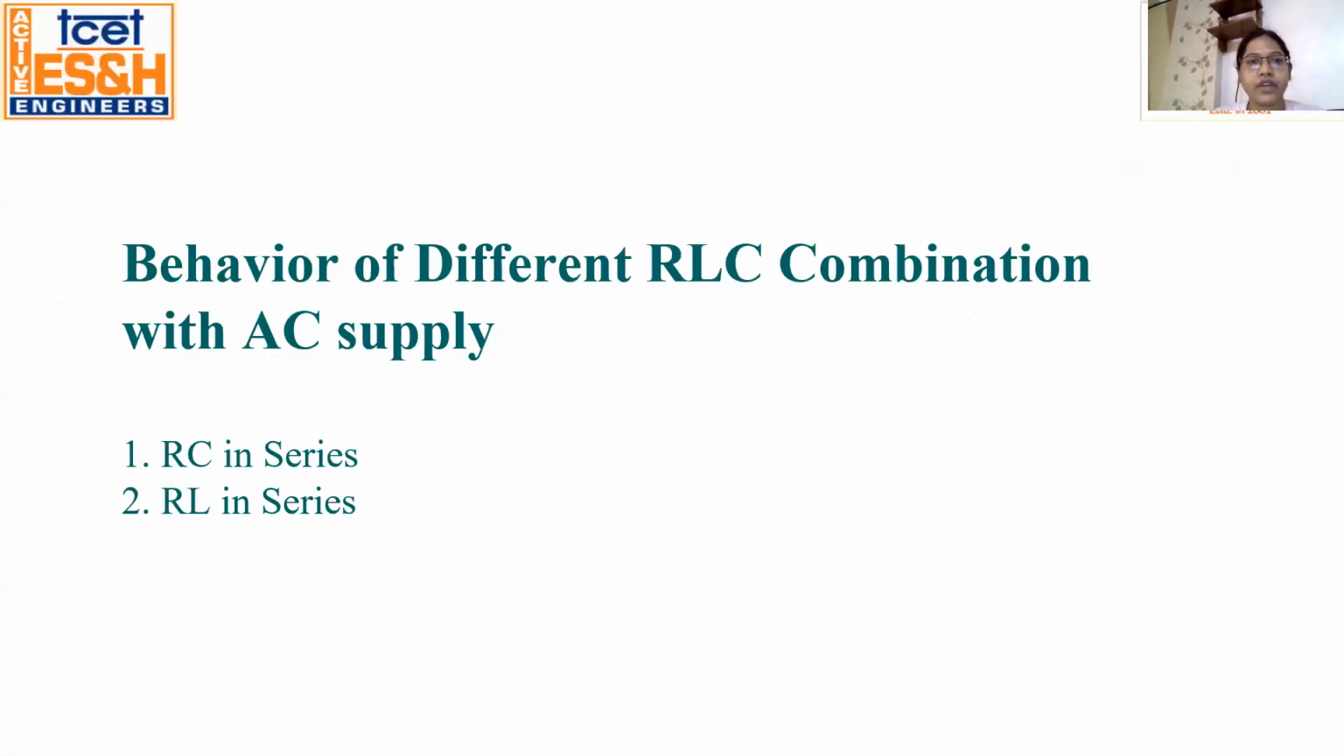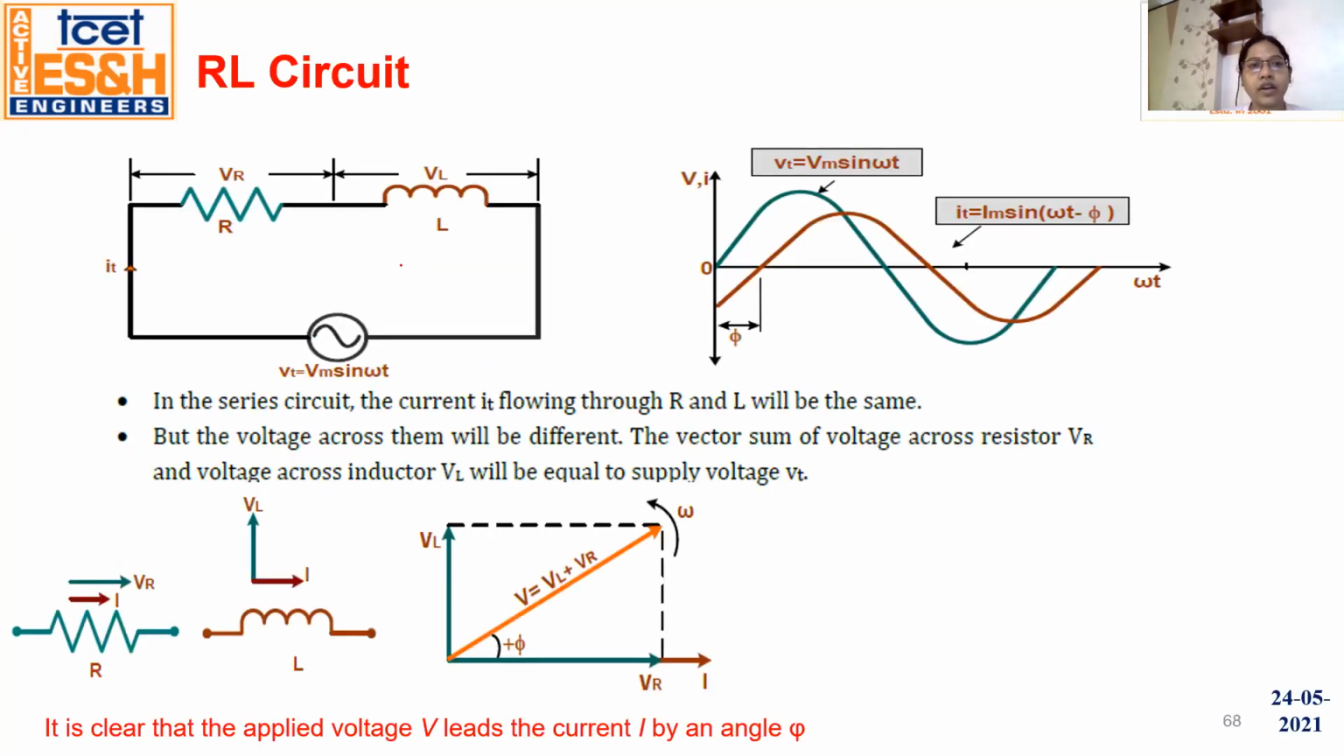Hello everyone. So in the last lecture we discussed the behavior of pure inductive, pure capacitive and pure resistive load with the AC supply. Now in this lecture we discuss the series combination of resistance and capacitance, and resistance and inductance in series with the AC supply. So see here, this is the basic circuit of R and L.